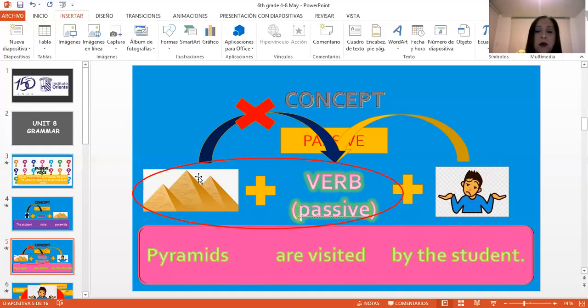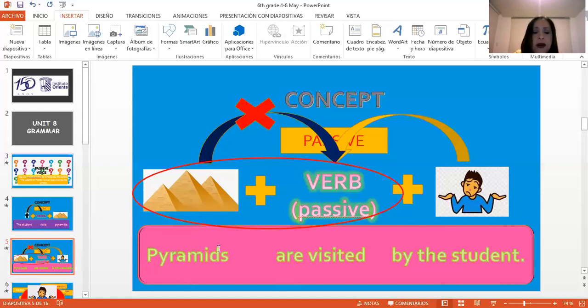Yes, for example, in active voice you say, the student visits the pyramids. In passive voice, pyramids is the most important part. Pyramids are visited by the student. The student is not that relevant.